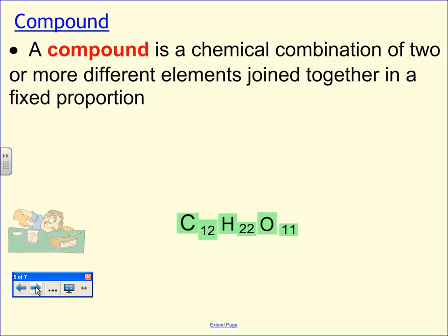The other kind of pure substances are what we call compounds. This formula down here is the formula for a compound. That's sugar, ordinary table sugar.